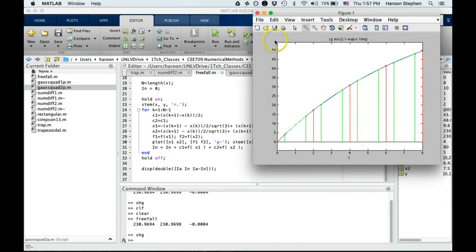So as you can see, this is the plot of the velocity as a function of time. You can see after 8 seconds, the velocity is about 50 meters per second, and the area under this curve is 230 meters, which is the distance that the jumper has traveled.